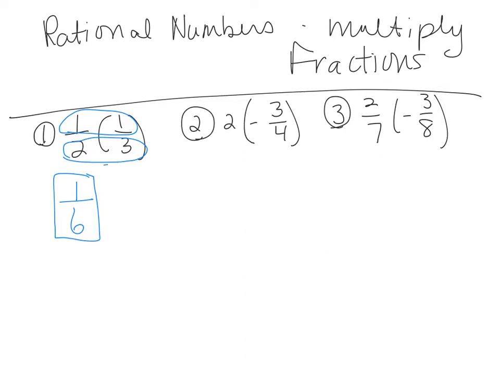But now look at the next one. It is 2 times negative 3/4. Well, we have a whole number times a negative fraction. So we're going to take it one thing at a time. Let's make everything a fraction. Poof! 2 is now 2 over 1. And let's ignore the negative sign, and just multiply the numerators to numerators. 2 times 3 is 6. 1 times 4, the denominators to denominators, is 4.